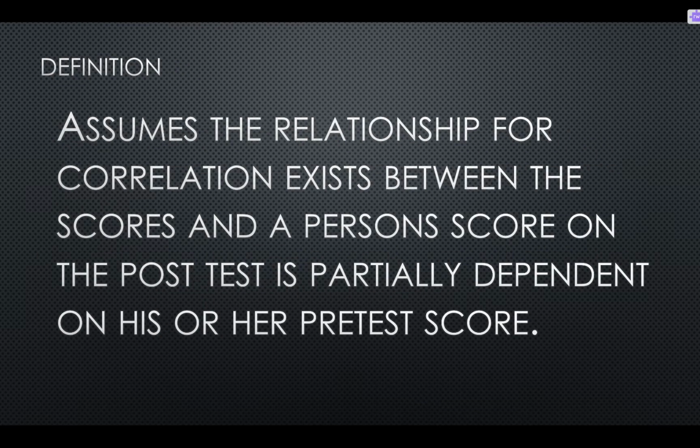Definition. The paired sample t-test assumes a relationship or correlation exists between the scores: a person's score on a post-test is partially dependent on his or her pre-test scores. So they are related, not unrelated. Like mile time to mile time or math score to math score.